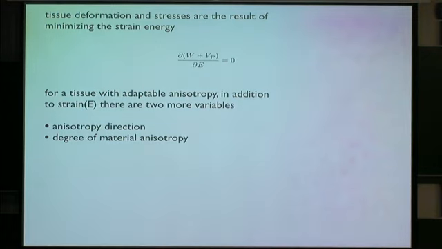Another aspect is that, normally, in all of the finite element models, we minimize a kind of energy with respect to a strain. But we have two additional variables in our energy now, which are the anisotropy direction and the degree of material anisotropy. Can we use these two also?